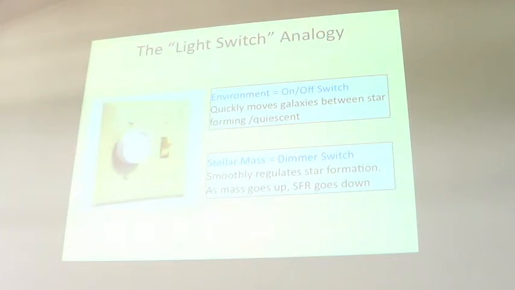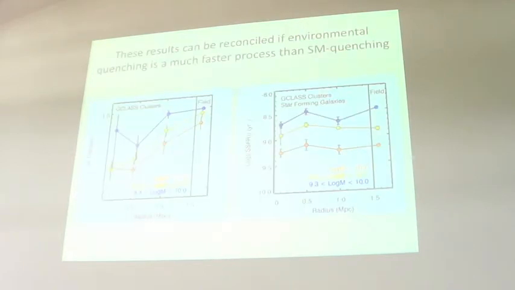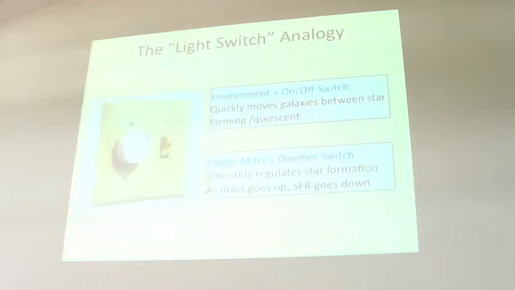Can you explain that? Yes, because you're moving your galaxies out of the star-forming fraction so fast that you don't see them in this plot on the right. So the analogy here is that environment is like an on-off switch. We've got the light switch analogy. Environment is like an on-off switch. It quickly moves galaxies between star-forming and quiescent. Stellar mass is more like a dimmer switch. It smoothly regulates star formation. As your stellar mass goes up, your specific star formation rate goes down.